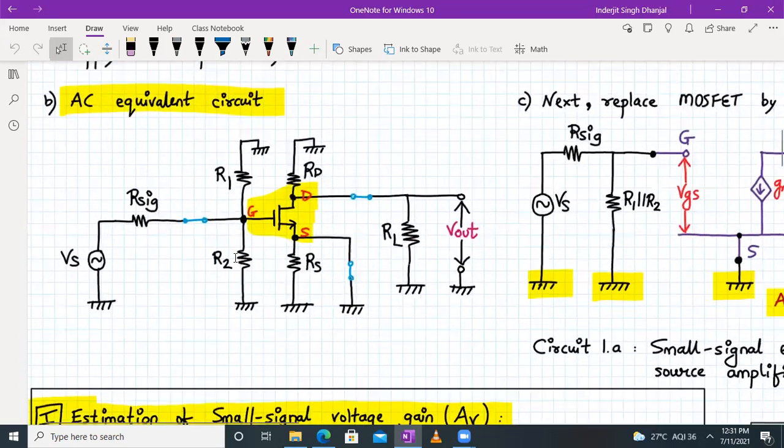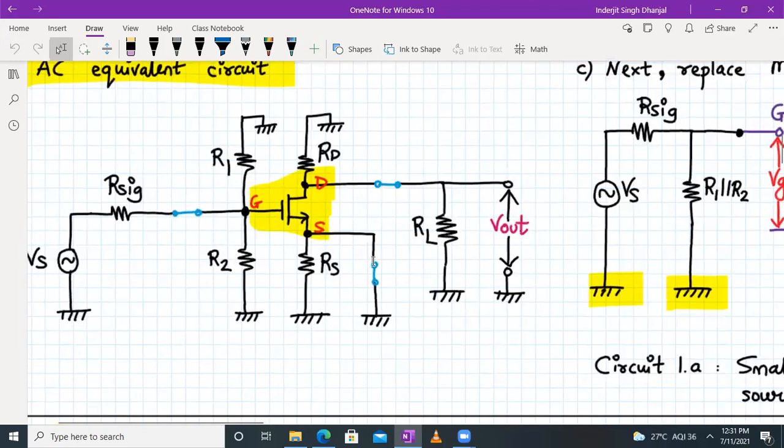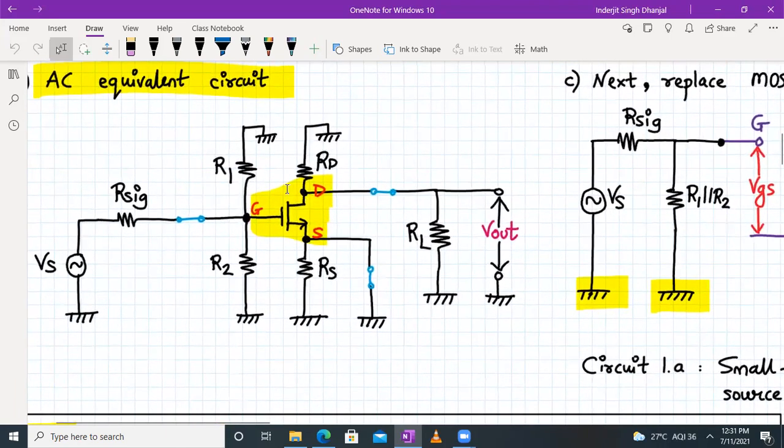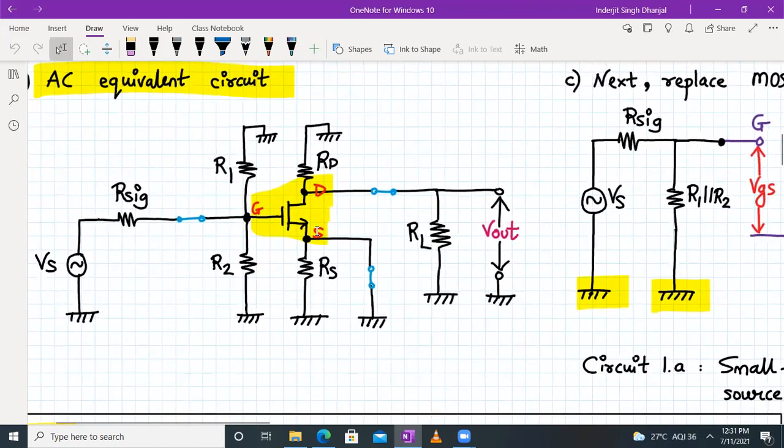Over here, as you can see, the 3 capacitors are replaced by a short circuit, and here the supply voltage VDD is also replaced by a short circuit. So your diagram reduces to this network. Now in this, we have to replace the N channel MOSFET, enhancement type, by its small signal hybrid pi model.